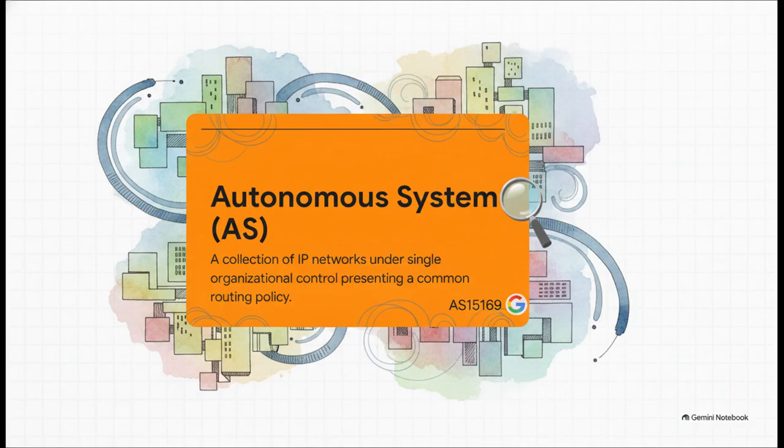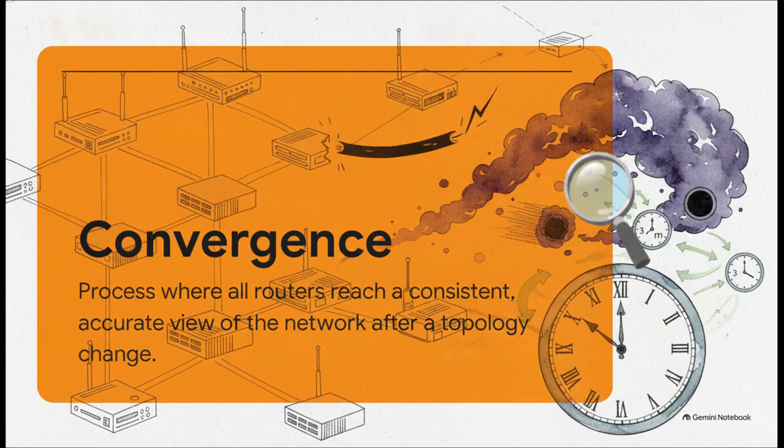This is a really important boundary to understand because interior routing protocols operate purely inside your AS, while exterior protocols are what you use to actually connect your AS to the rest of the world. Next up is convergence. This is basically the process where all your routers communicate and reach a totally consistent, accurate view of the network after something changes, like a fiber cable getting cut.